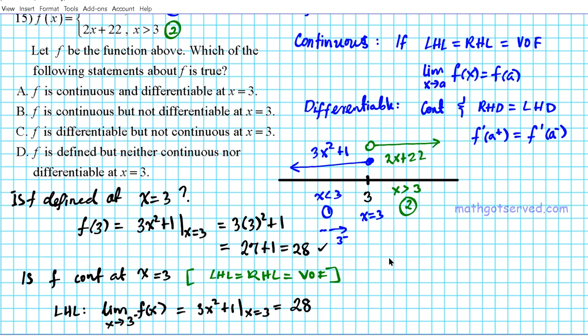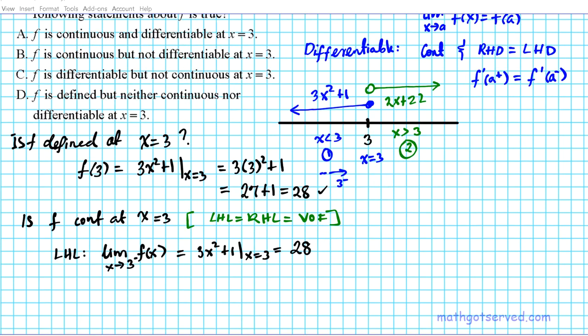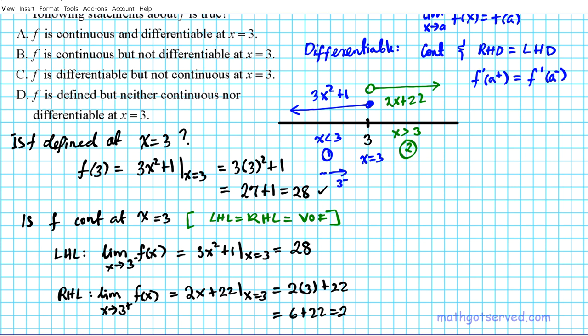Now let's go ahead and look at the right-hand limit. For the right-hand limit, we're looking for the limit as x approaches 3 from the right of the function. To the right, we're looking at the green function right here, this linear binomial evaluated at x equals 3. So that's going to be 2 times 3 plus 22. If we PEMDAS this, 2 times 3 is 6, plus 22, which is equal to 28.